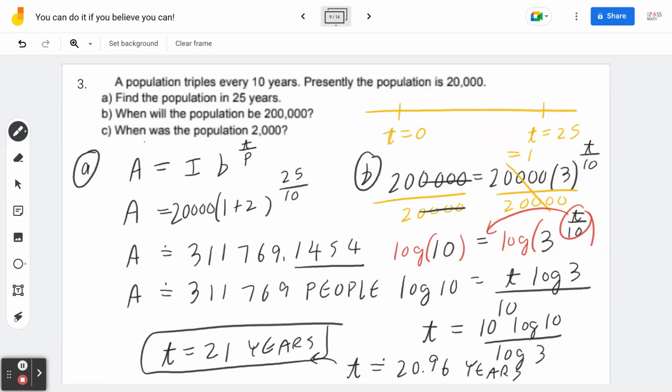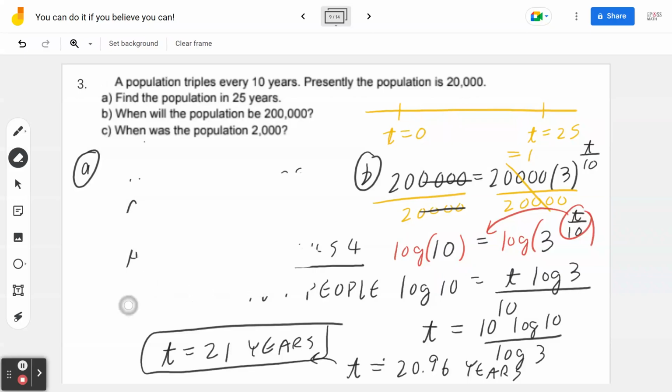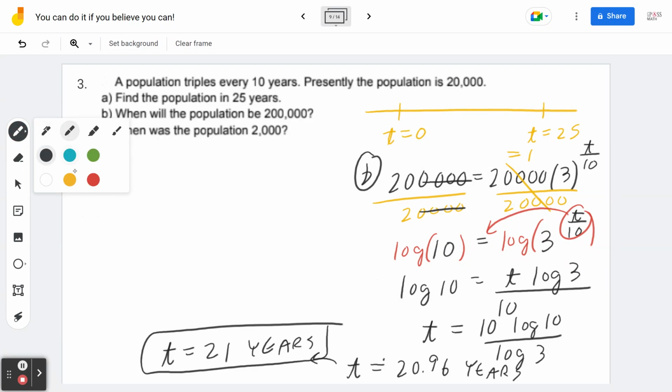For part C, it's asking when was the population 2,000? So this is now obviously in the past because 2,000 is smaller than 20,000. So it didn't happen, or it's not going to happen in the future, but it happened in the past. So for part C, you will write down 2,000, which is the population from before. The present population is 20,000.